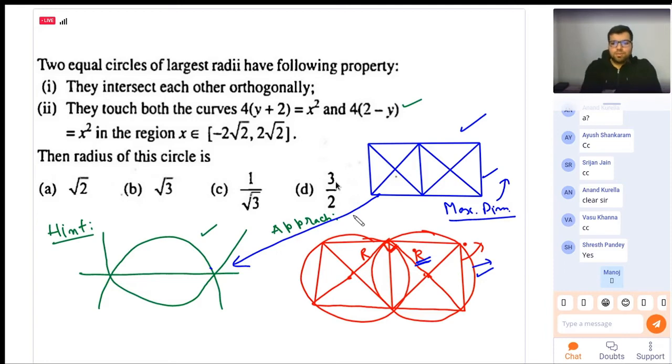After I've given the hint, you should be able to solve it.